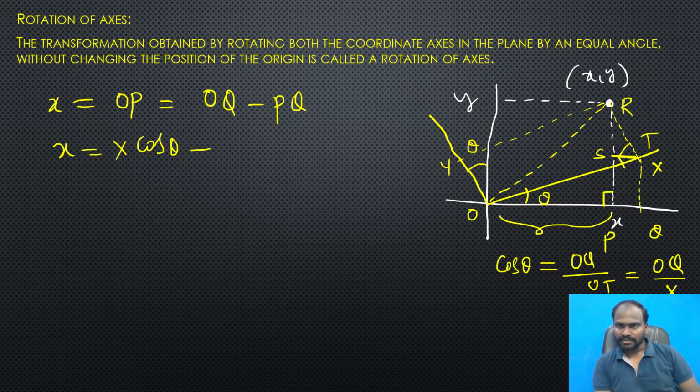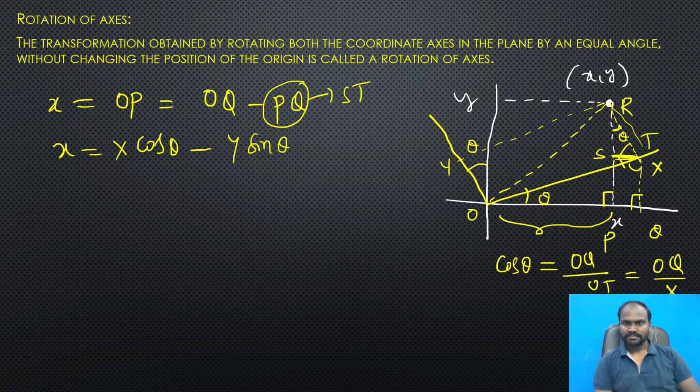This is theta, so here also we get theta, because it is 90 minus theta. So here PQ is nothing but ST. It is nothing but ST. Since ST is here, this length is opposite, and this is the hypotenuse. So opposite by hypotenuse, the length of this becomes Y sin theta, right.